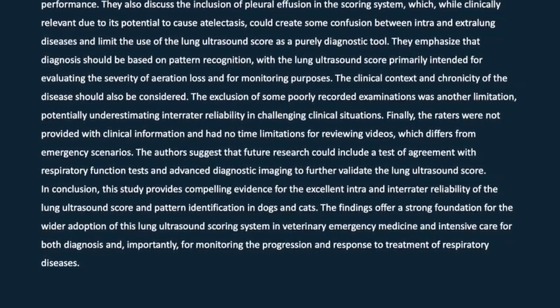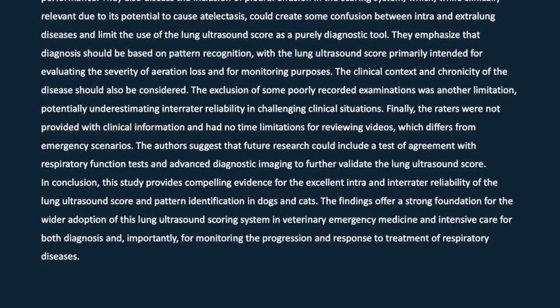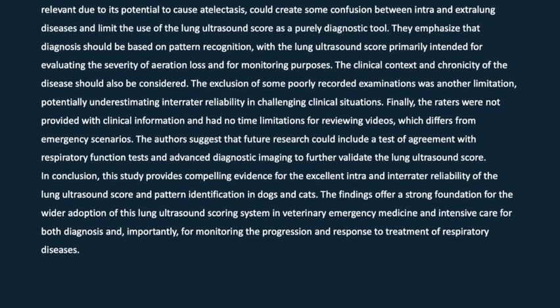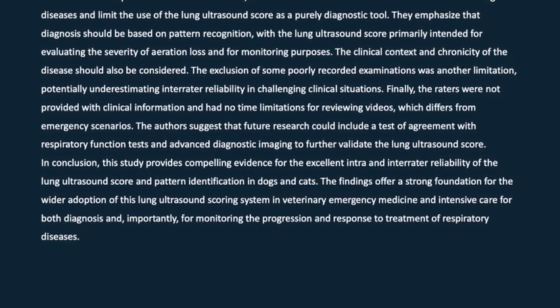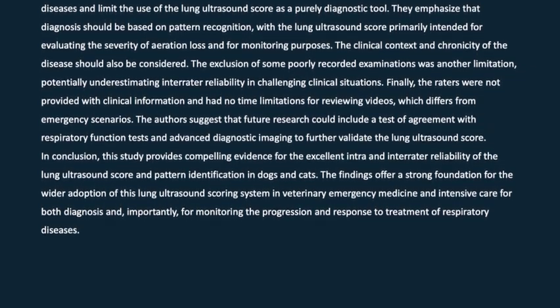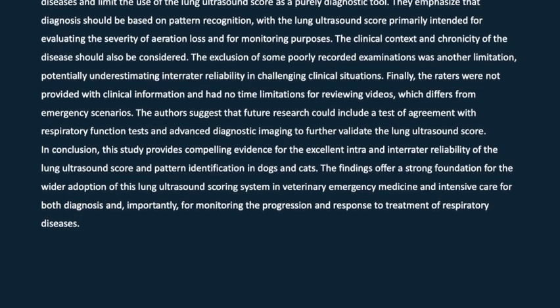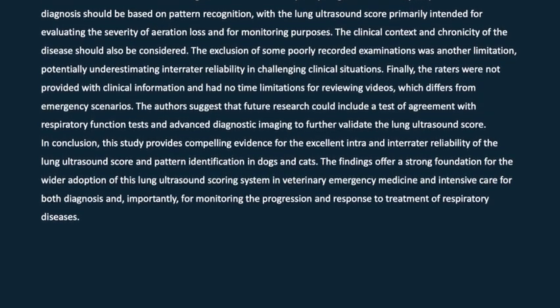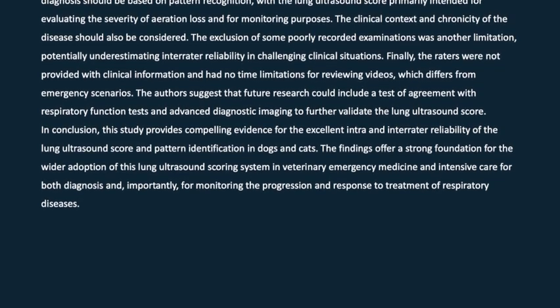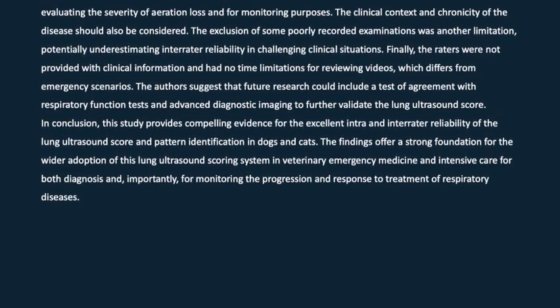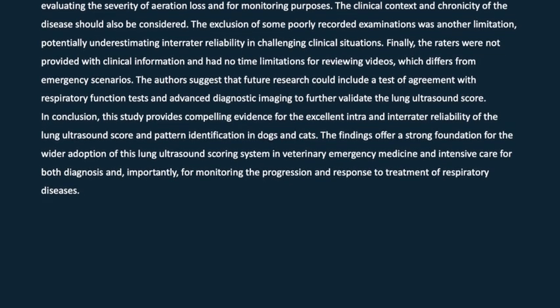In conclusion, this study provides compelling evidence for the excellent intra- and inter-rater reliability of the lung ultrasound score and pattern identification in dogs and cats. The findings offer a strong foundation for the wider adoption of this lung ultrasound scoring system in veterinary emergency medicine and intensive care for both diagnosis and, importantly, for monitoring the progression and response to treatment of respiratory diseases.